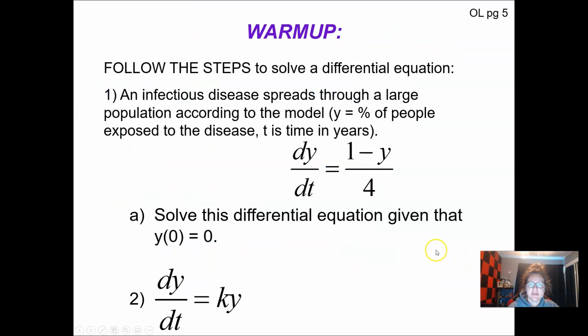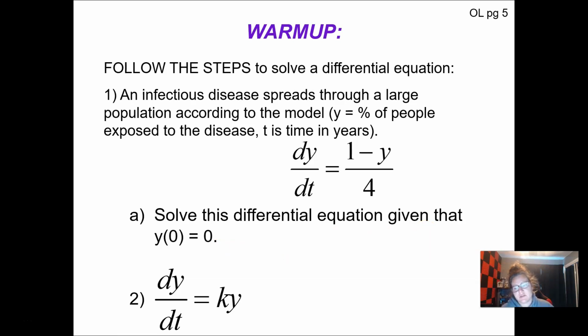So today we're gonna do some more on differential equations and follow the steps to solve a differential equation. Infectious disease spreads through a large population according to the model y equals % of people exposed to the disease. T is the time in years. So it's already written as dy dt equals 1 minus y over 4. Okay, so you can solve the differential equation given that y sub 0 equals 0. So you can get your particular solution. Okay, so pause and try it.